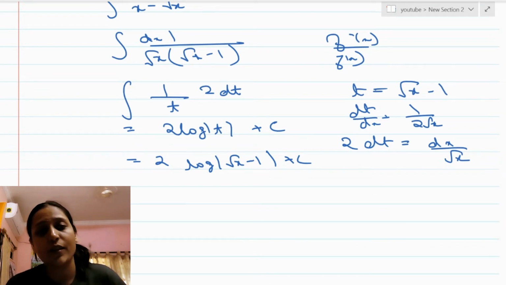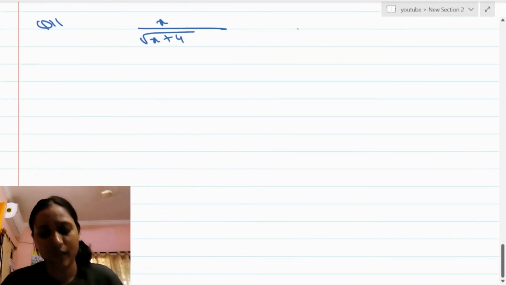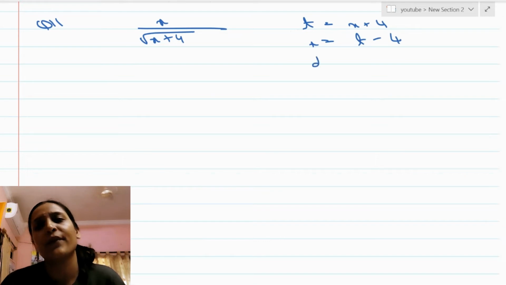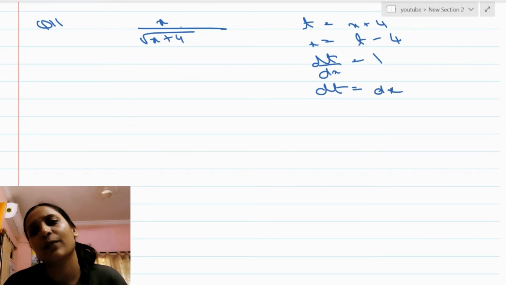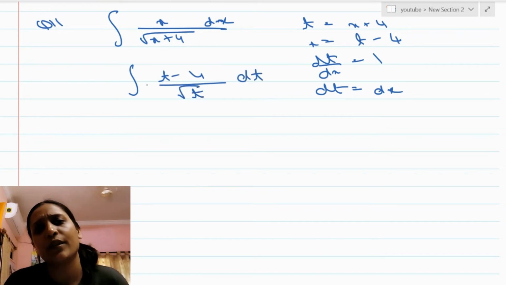The next question is question number 11. Question number 11 is x by root over x plus 4. So here what we can do is similar to one of the questions we just did. You can take t as x plus 4. So x would be equal to t minus 4, and dt by dx would be equal to 1. So dt is equal to dx. So here we can directly substitute dt and dx and t as well. So we will get t minus 4 divided by root t into dt.